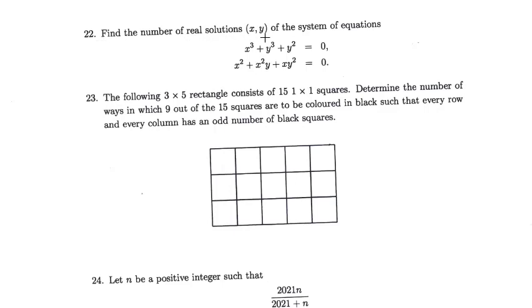SMO 2021 senior section first round problem number 22. Find the number of real solutions x, y of the system of equations x cubed plus y cubed plus y squared equals 0, x squared plus x squared y plus xy squared equals 0.